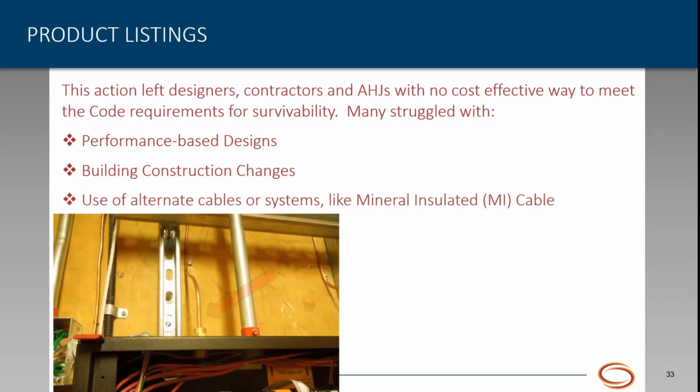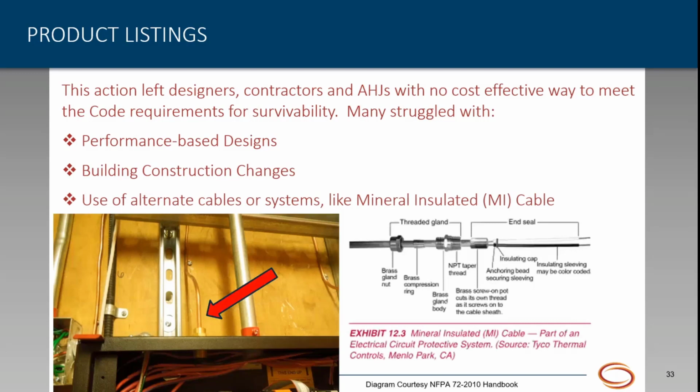Some use alternate cables or systems like mineral insulated cable or MI cable. Now, MI cable has been allowed to be used for the fire industry. You can see a picture of this. This is a fire alarm panel with MI cable being used. It looks a little like pneumatic tubing. It's a little bit difficult to work with. It can pinch and crimp, but it is allowed.